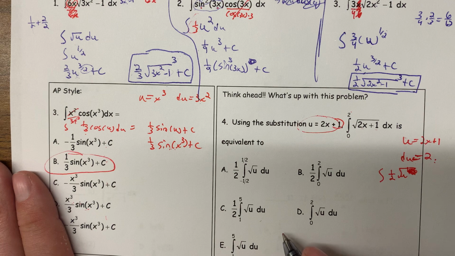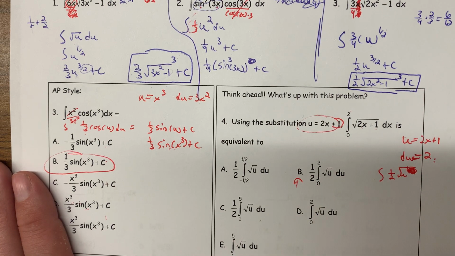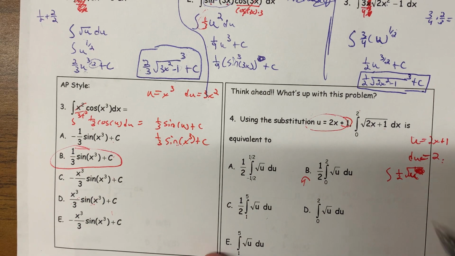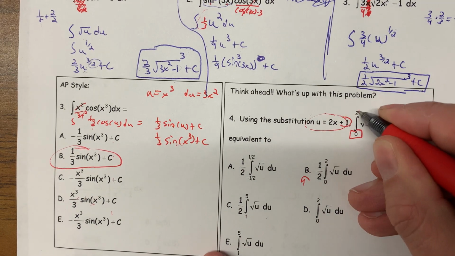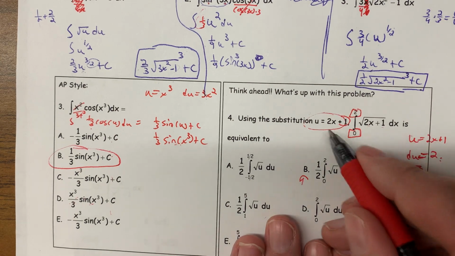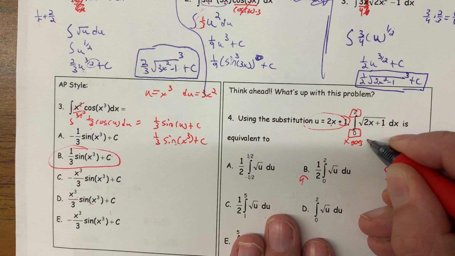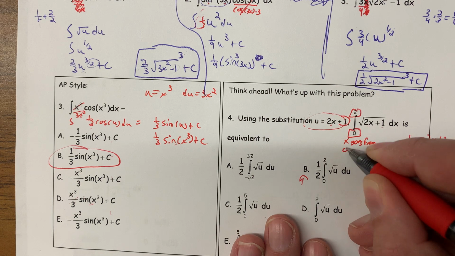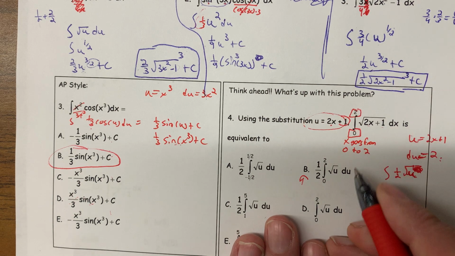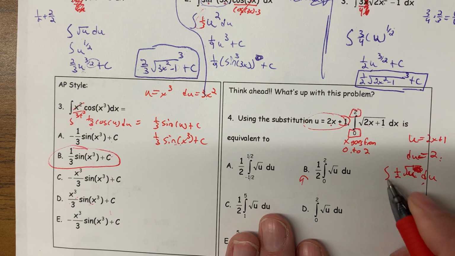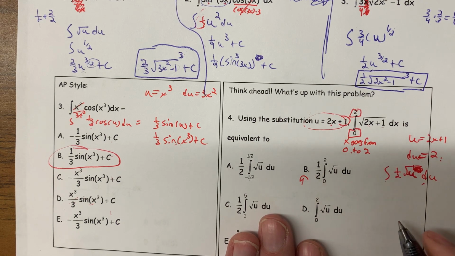So I suspect that a lot of you picked B. Obviously, I haven't seen you answer it yet, but I bet a lot of you picked B. And this is like the best answer you could have picked. But it turns out that the limits will also change. So because u is 2x plus 1, this is saying x goes from 0 to 2. Well, if x goes from 0 to 2, and now this is in terms of u's, then u isn't going to go from 0 to 2.